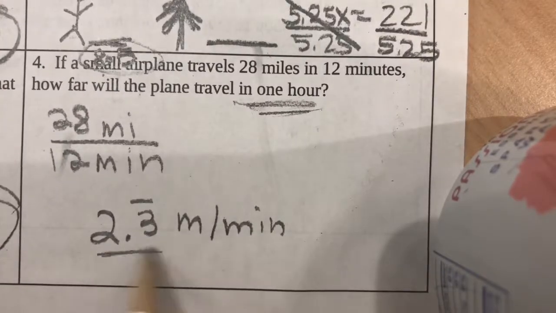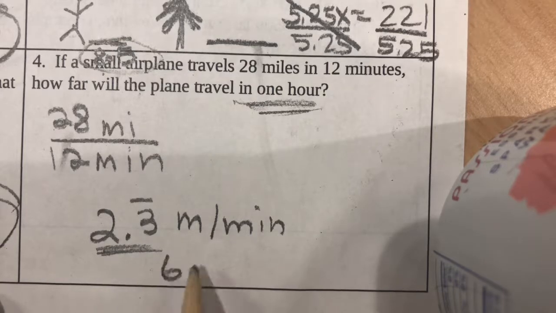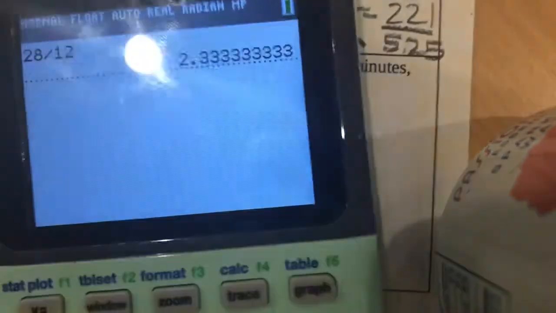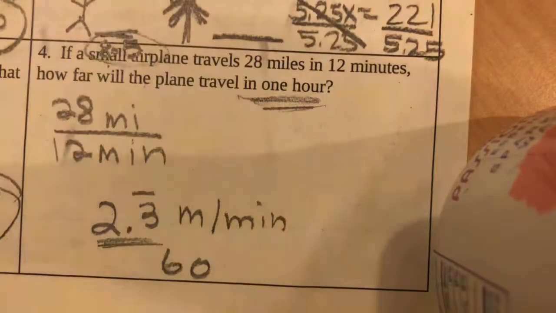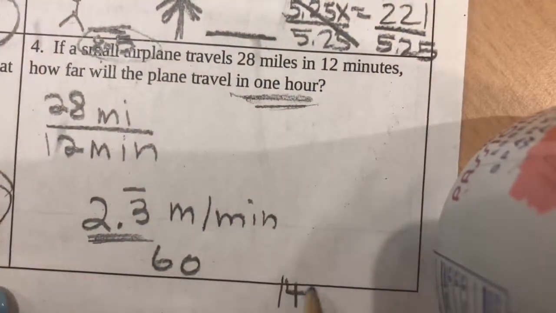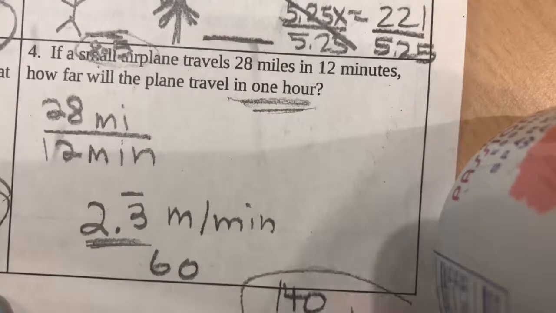Now, I have to take this value right here and figure out how many minutes are in 1 hour. So I'm going to multiply that by 60 because there are 60 minutes in 1 hour. And my value is 140 miles. And that's it.